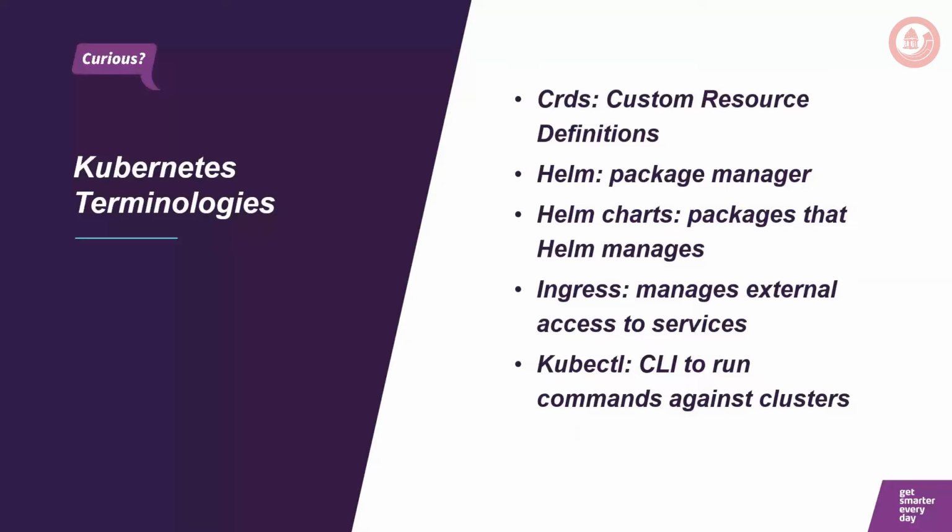Now, these services inside the Kubernetes cluster do not have access to the internet or the outside world. To make access available, we need to use the ingress controller. So the ingress controller is kind of the application gateway, which will be used for communicating with the outside world. And the next one is kubectl. Kubectl is a CLI that we will use to run commands against our clusters.